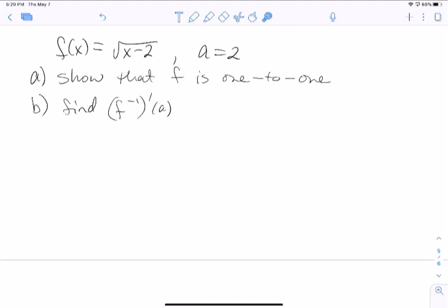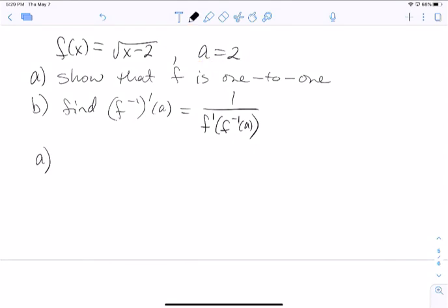Here we have a function f of x is equal to the square root of x minus 2, and we're given a value of a equals 2. First, we're going to show that f is 1 to 1, and then we're going to find f inverse prime of a, and as you recall, f inverse prime of a is 1 over f prime of f inverse of a. In this case, a is 2.